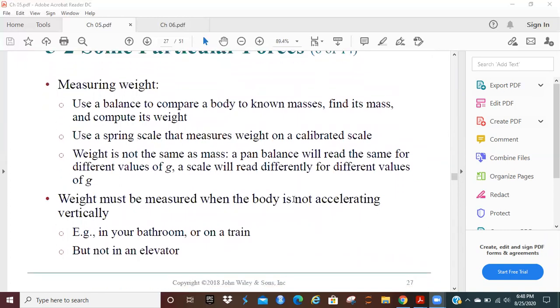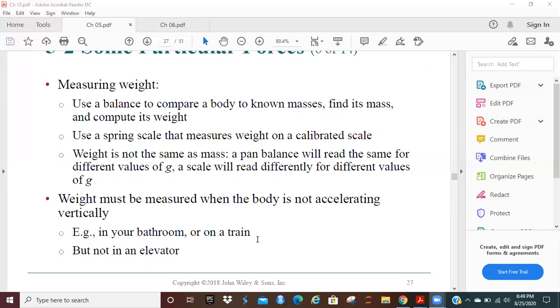Measuring weight, you can use a balance to compare a body to known masses. In other words, you know what a particular mass is, and you know how it changes on the scale. If you see something that changes relative to that, you can determine what the weight is. Weight must be measured when the body is not accelerating vertically. So you can do this in the bathroom, which generally is not going to be accelerating in any direction.